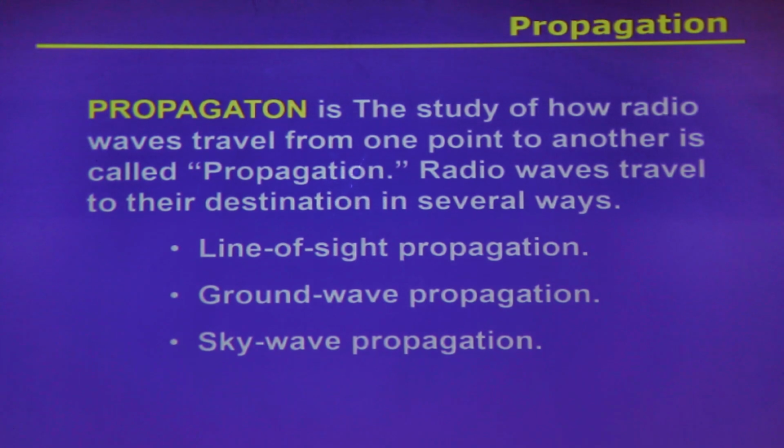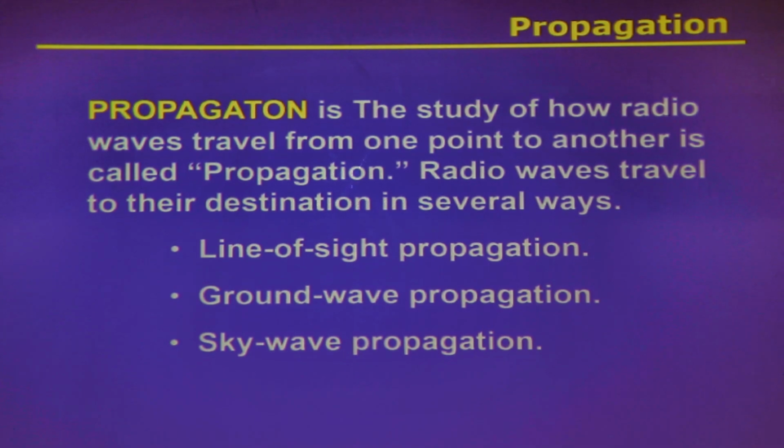Okay, let's talk about propagation. Propagation is the study of how radio waves travel from one point to another. Radio waves travel in essentially three different ways. Line of sight propagation pretty much means what it says, about as far as you can see. It's typically limited by the horizon, so you're not going to go much past it. UHF and VHF is primarily line of sight propagation.